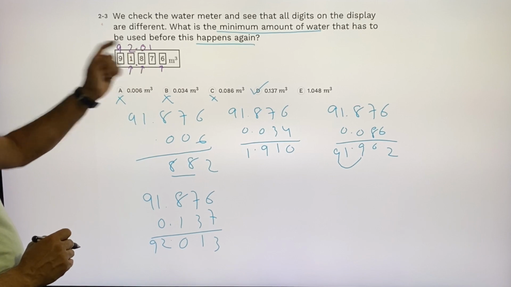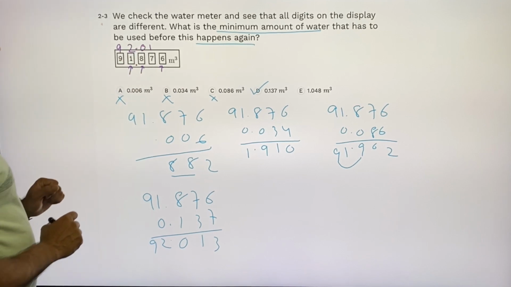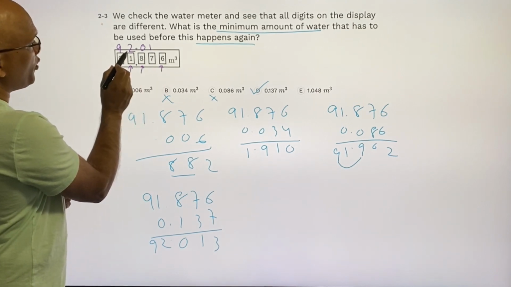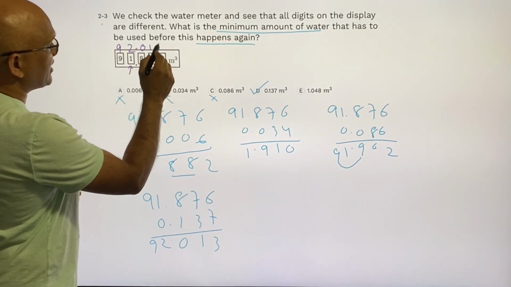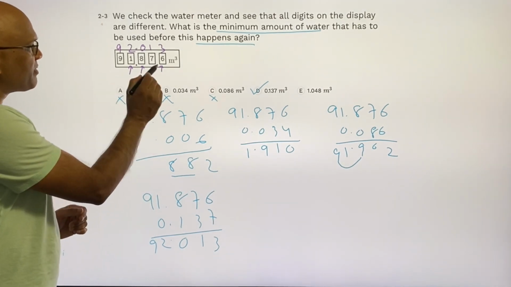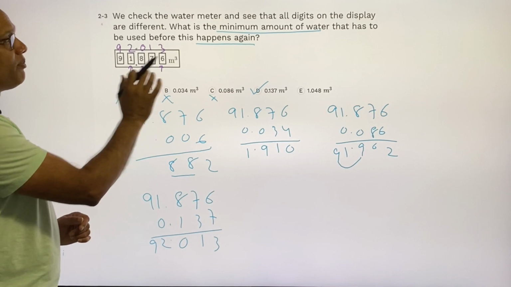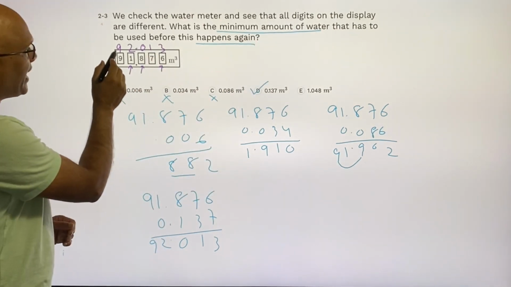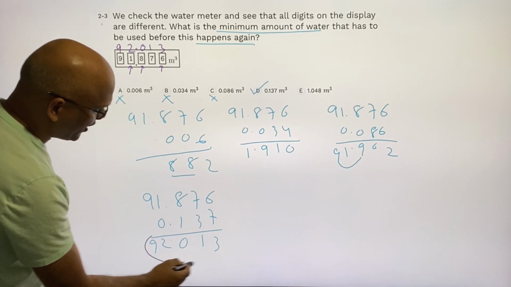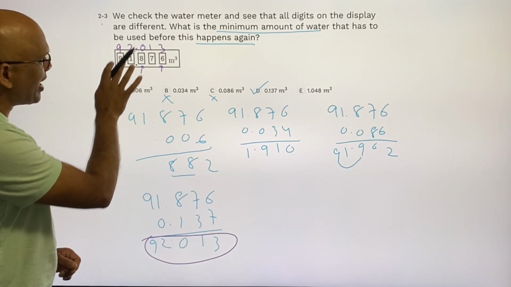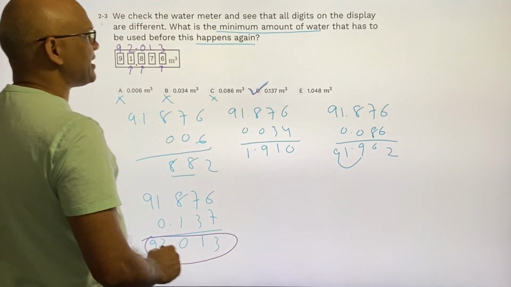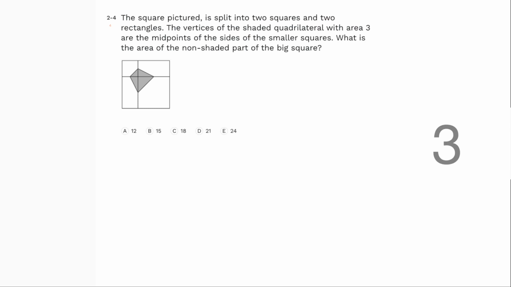Because there is a next smaller digit. 0 is already taken, 1 is not taken yet, so I can have 1, and then I want to have 2 here, but 2 is already taken, right? So the next smallest is 3, right? So next time this meter will have all different digits. Using the smallest amount of water, the reading is going to be 92.013. There is the same result that we got here, 92.013. So if you subtract these two numbers, again you will get 0.137. So that is the correct choice.